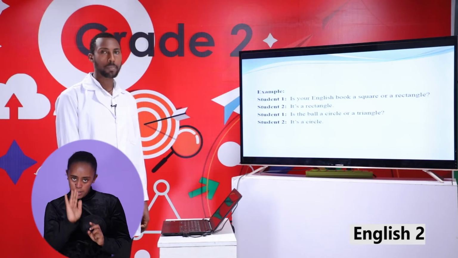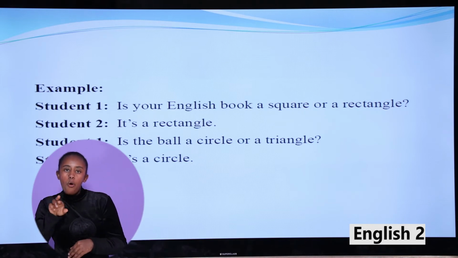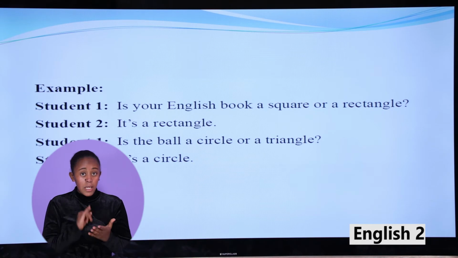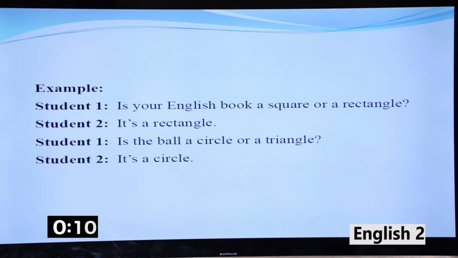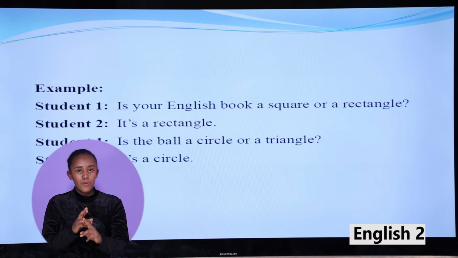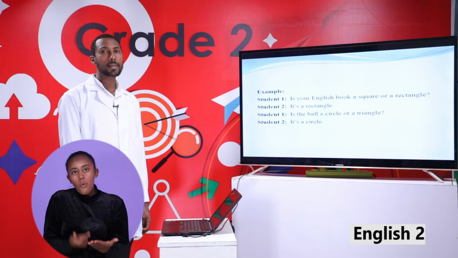Let us go to the second example. Student 1 says, is the ball a circle or a triangle? Students, say after me: is the ball a circle or a triangle? I give you 10 seconds to say this sentence. Thank you. Student 2 gives the response: it is a circle. So by this response, he told his friend the ball is a circle. The ball has a circle shape.